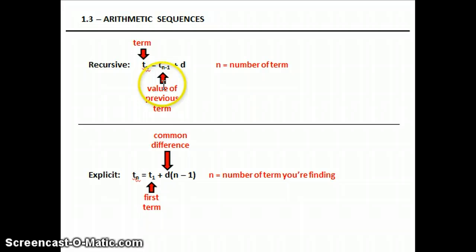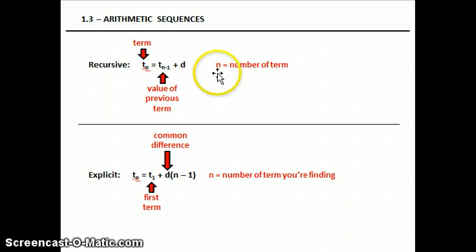This, the t sub n minus 1, is what we use to show the value of the previous term. So if our previous term is 2 and our common difference is 3, our next term will be 5. And then we take our 5, that's now our previous term, we're going to add 2 again, and our next term will be 7. So that's the way that works. You just keep adding or subtracting the same number.